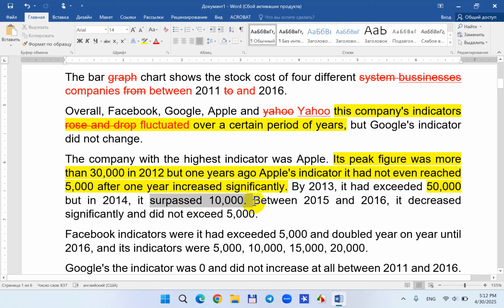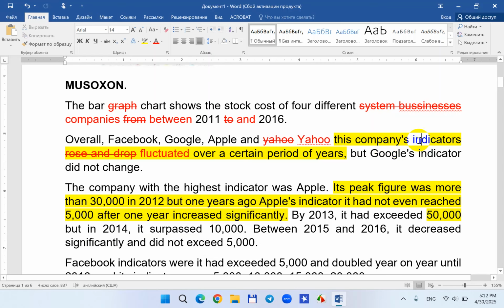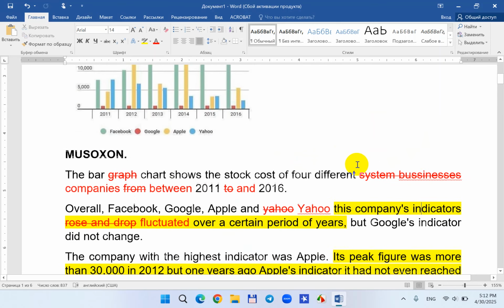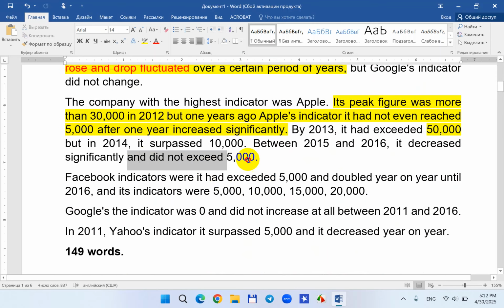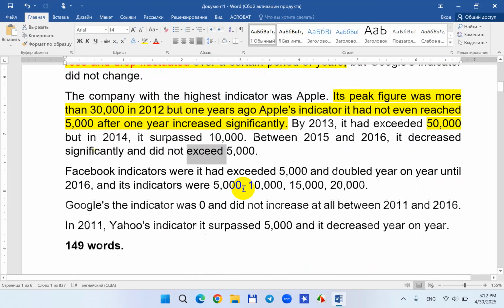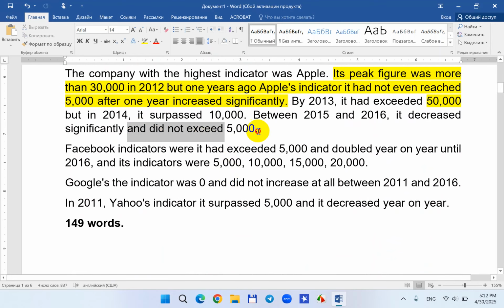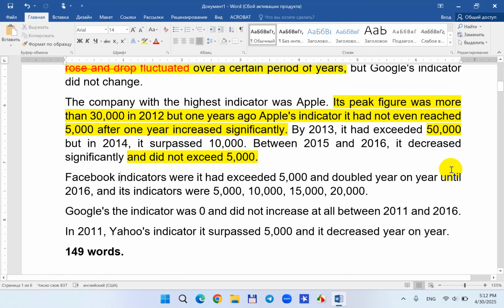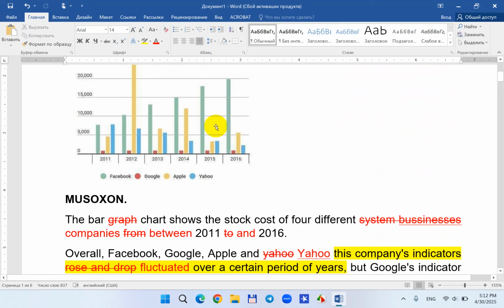It surpassed 10,000. Between 2015 and 16, it decreased significantly and did not exceed 5,000. You said it did not exceed. Exceed means it could not become more than 5,000, but actually it could become more than 5,000. That's why this information is wrong. And decrease it significantly.